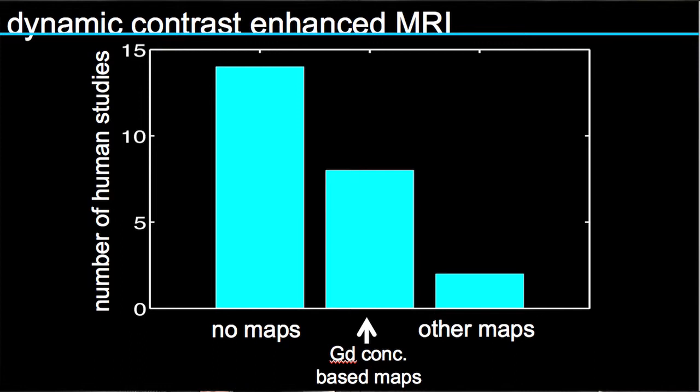There's another class of studies that go another step further and estimate the gadolinium concentration that's present in each voxel based on the signal enhancement. And then finally, there's another category of analysis methods that don't really fall neatly into either of these two. They're using in-house software to validate new analysis methods.